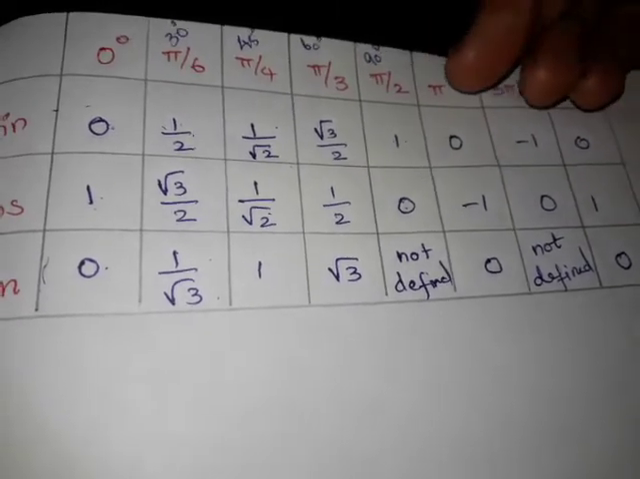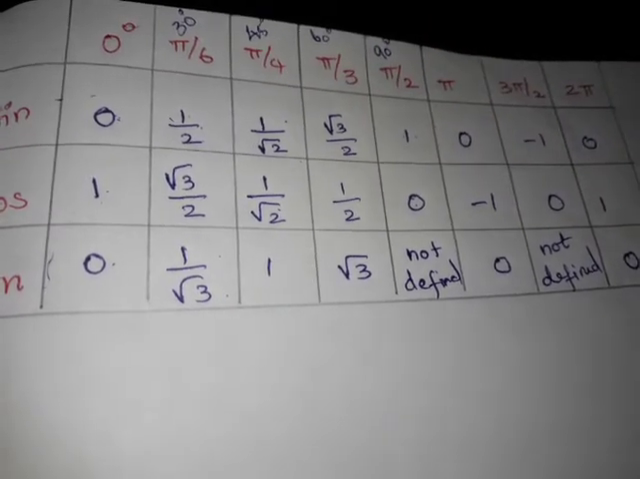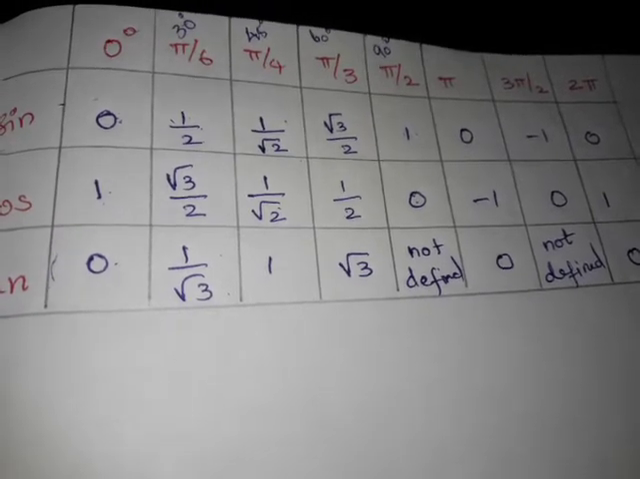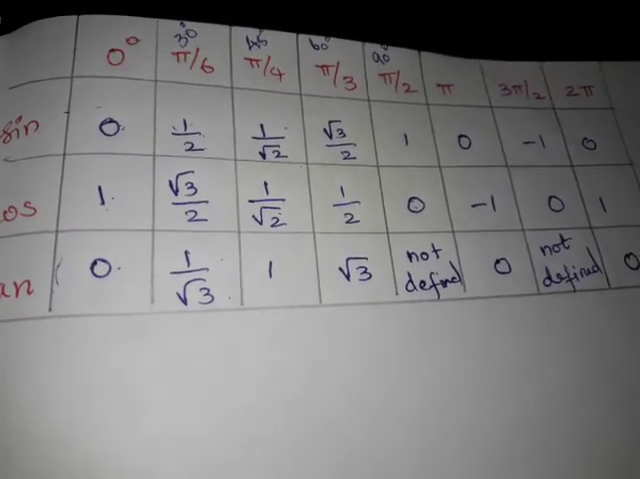Now come back to the next part. After pi by 2 is pi. Pi means what? 180 degree, then 3 pi by 2, then 2 pi. 3 pi by 2 is 270 degree.